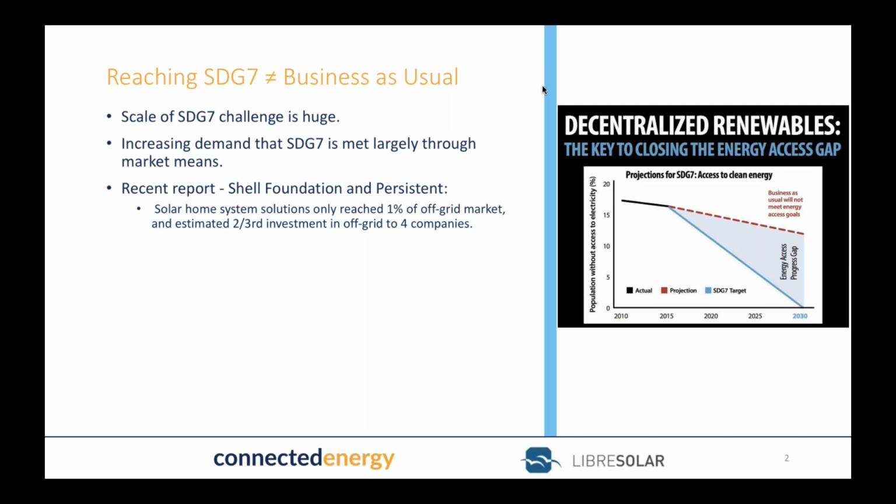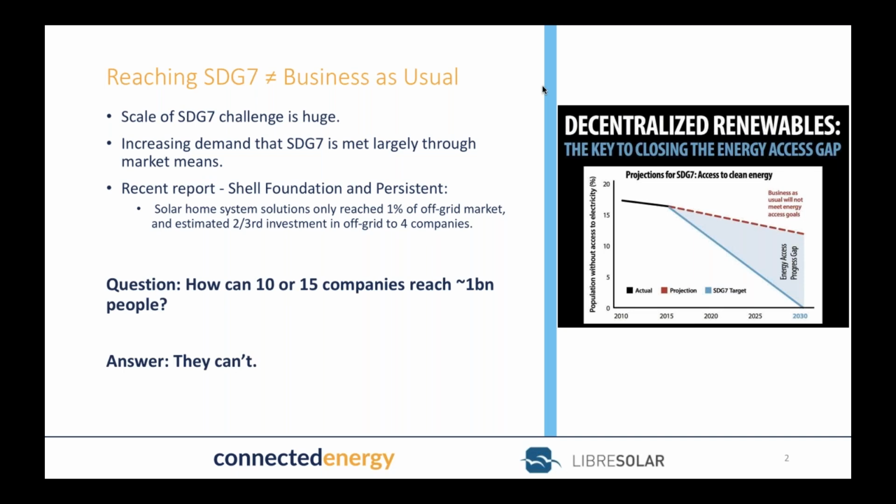And I was at an event recently that was run by Shell Foundation, and there was an amazing statistic which was given by one of the high ups there, which was that of all the home system providers, of all the investment that has gone into off-grid solar, 2 of that has gone to just 4 companies. So you can see that there is a massive problem, both in the number of people being reached and the number of companies that are being supported.